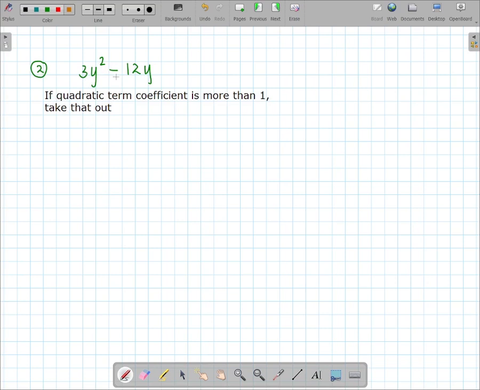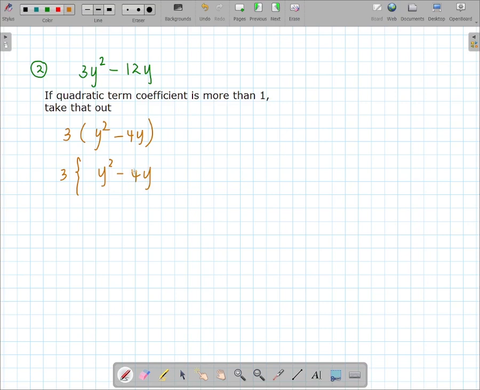Second one, 3y squared minus 12y. If the quadratic term coefficient is more than 1, and it is 3 here, so that is more than 1, take that out. So I'm going to take 3 out, open bracket, 3y squared divided by 3, that is y squared, minus 12y divided by 3, minus 4y. Then I continue writing 3, I put curly brackets, then I write y squared minus 4y.